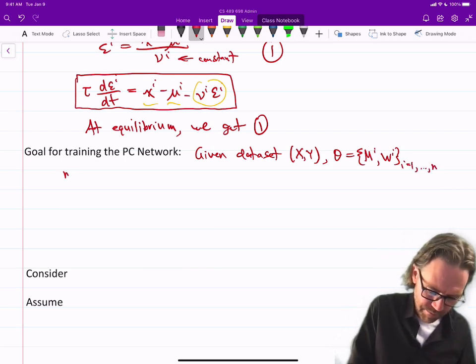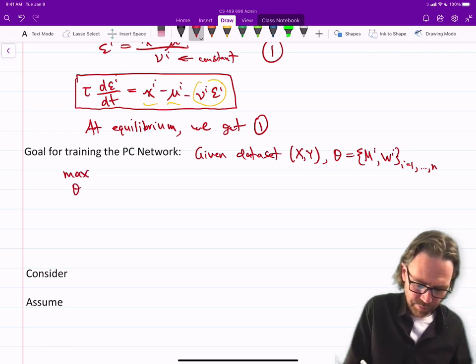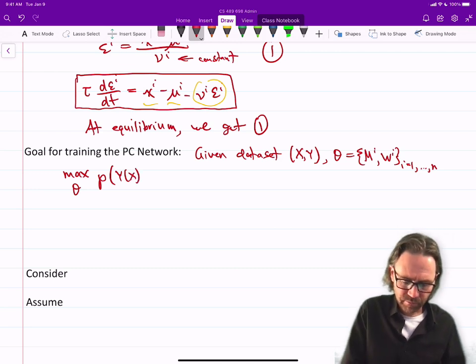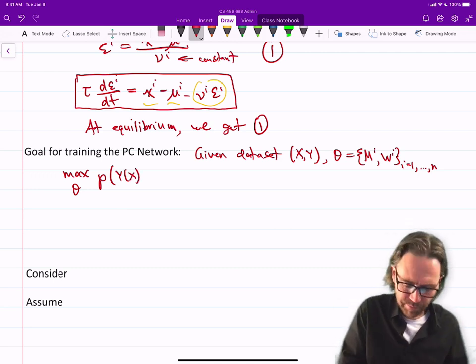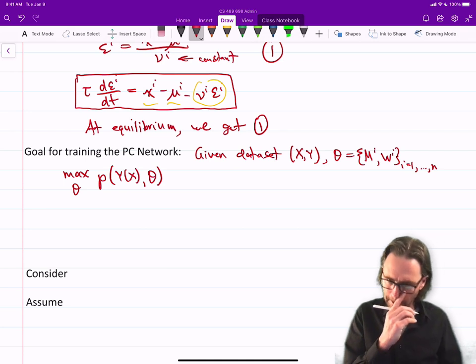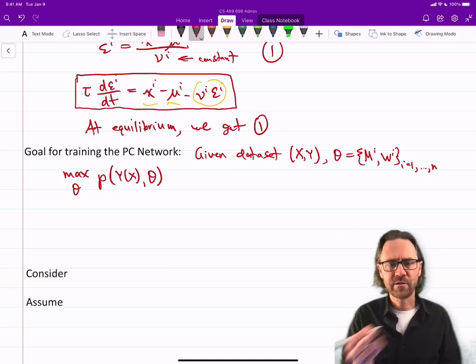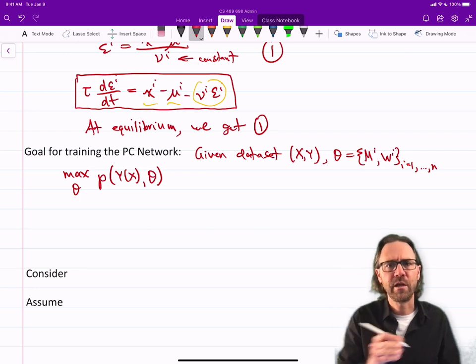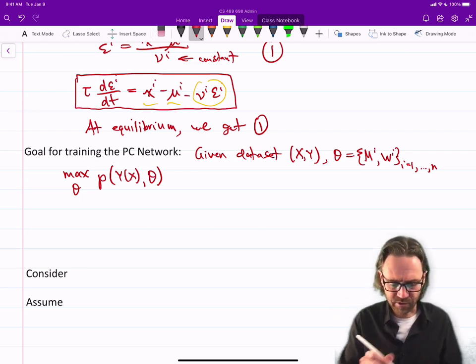What we want to do is maximize over the model parameters the probability of outputting y when our input was x. And I'll write it like that. And you can also say it's the probability of jointly observing the input-output pair and the set of connection weights.